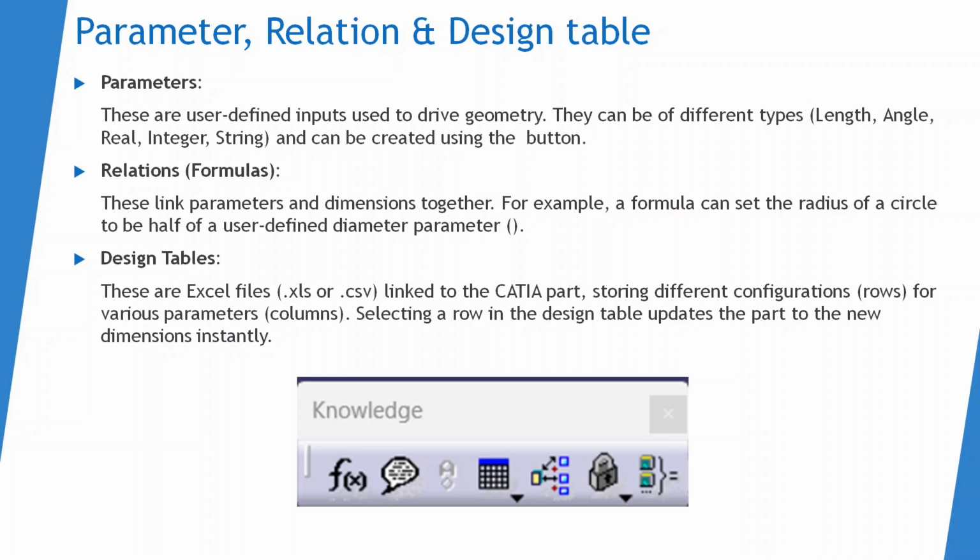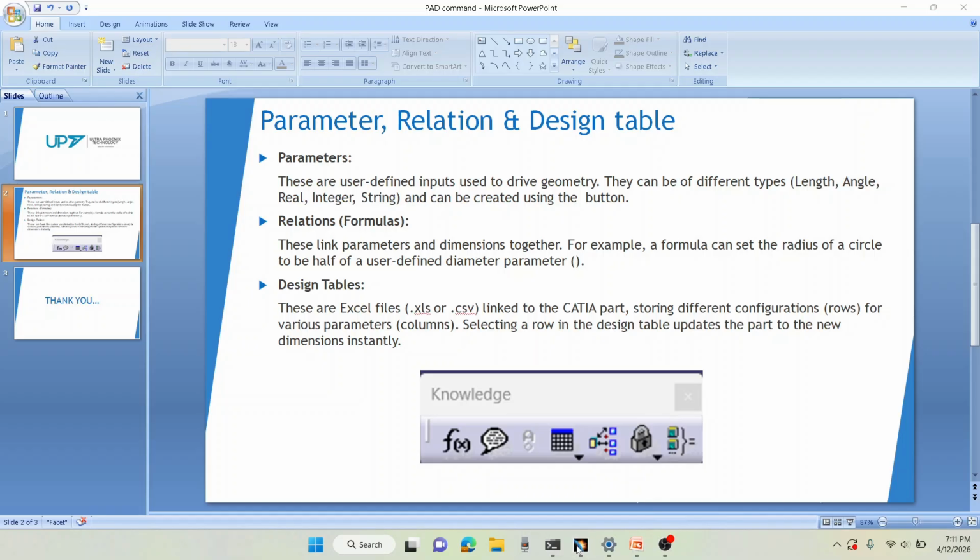These are Excel files linked to the CATIA part, storing different configurations for various parameters. Selecting a row in a design table updates the part to the new dimension instantly. Let's see how to use this parameter, relation and design table.